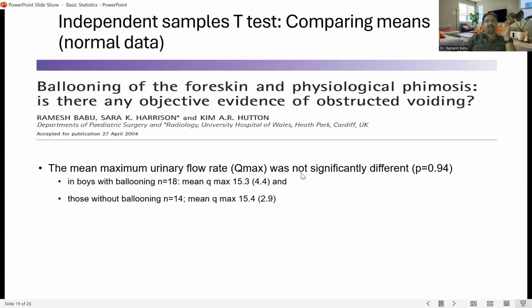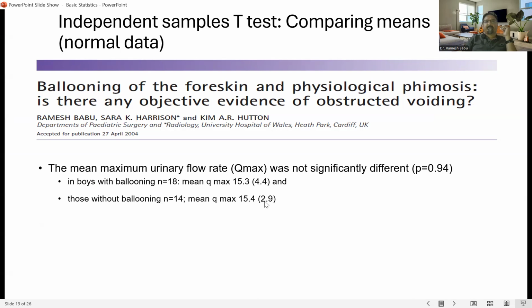So here is a study where they looked at ballooning of the foreskin and physiological phimosis. Is there any objective evidence of obstructive voiding? So what has been done is they've done a urinary flow rate, Qmax, and see whether the ballooning actually means there is a drop in Qmax. So this is what the findings are. In boys with ballooning, the Qmax was 15.3. In boys without ballooning, it was 15.4.